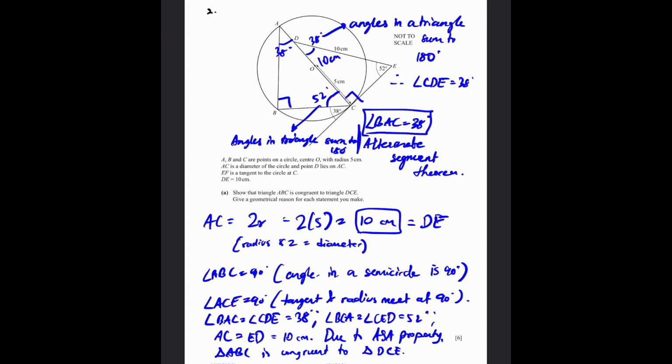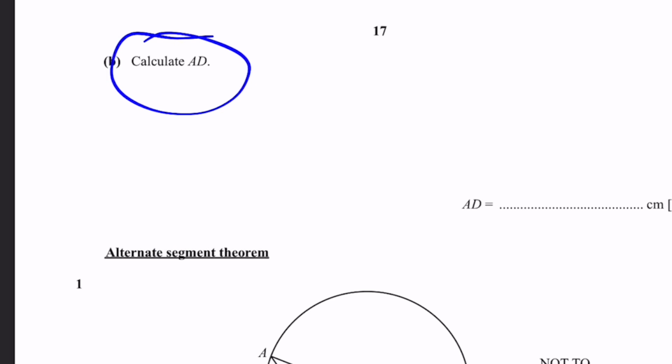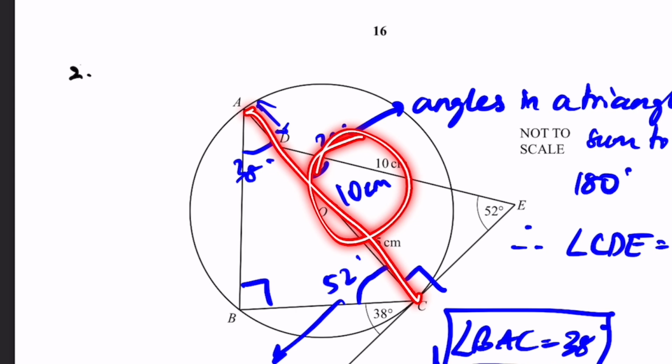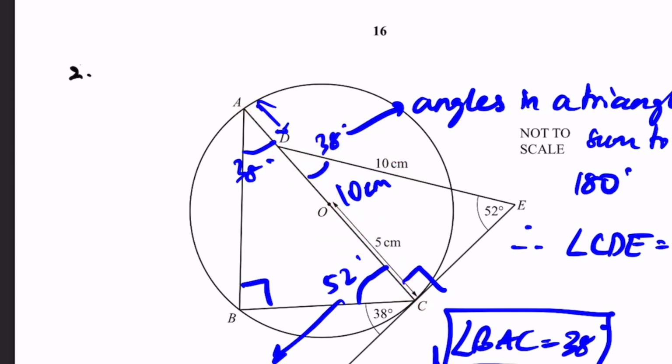We're not done yet. We have a B part for the same question. Calculate the length AD. AD is this small line segment there, and it's not really a side length of any triangle. So how are we supposed to find that? Well, let's see some line extensions. So AC is an extension of AD, and this extension is known to us in length, which is 10 centimeters. That's the diameter of the circle.